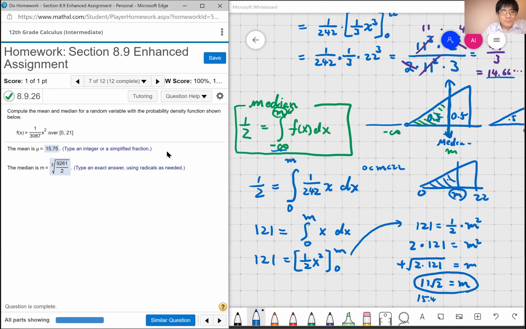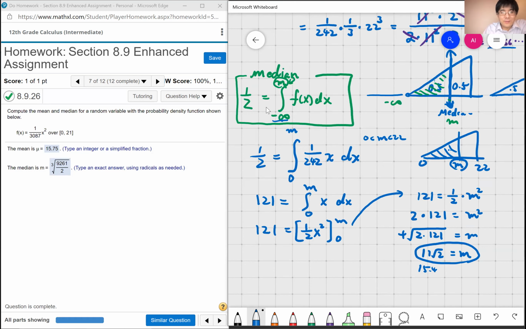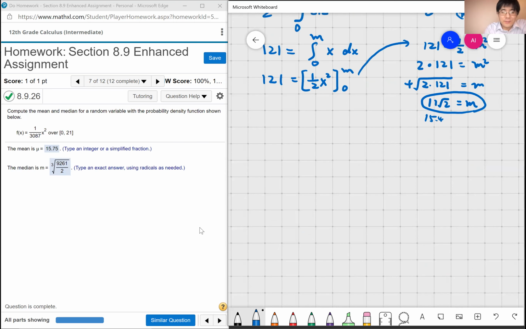Okay, basically the same problem, but with a different function. So now we are working with a nonlinear function. So again, the problem is to find the mean and median. So let's find the mean for problem number 7.